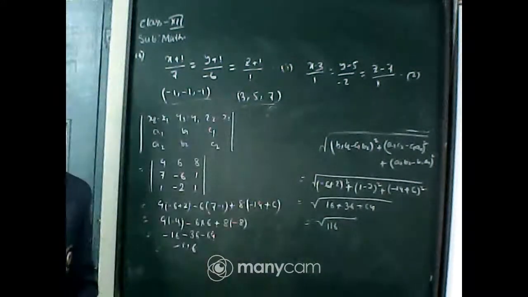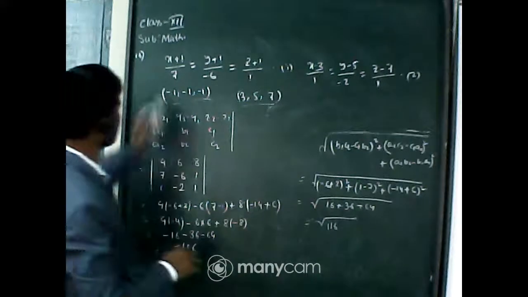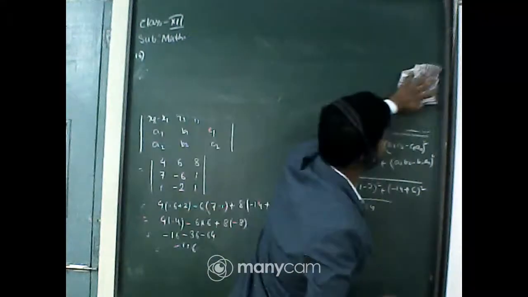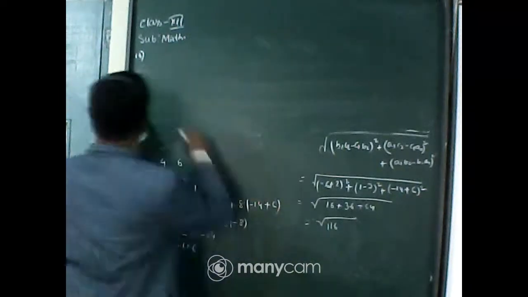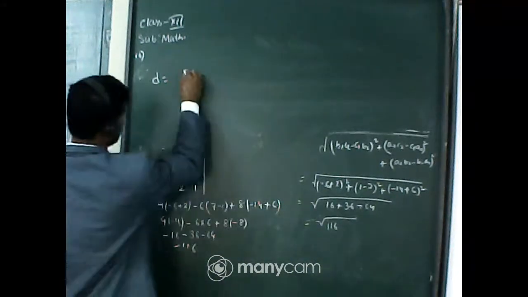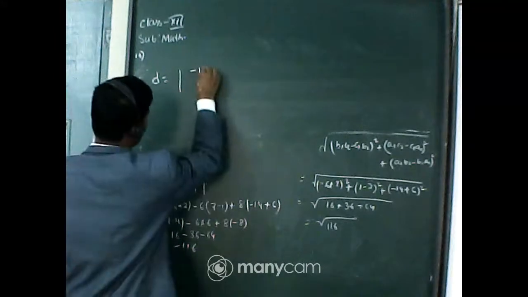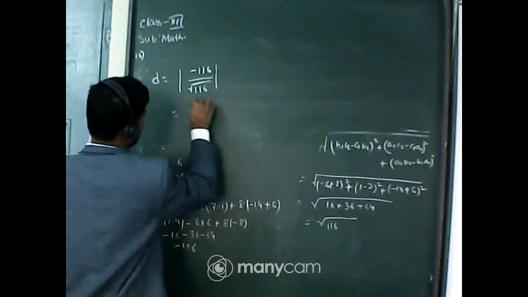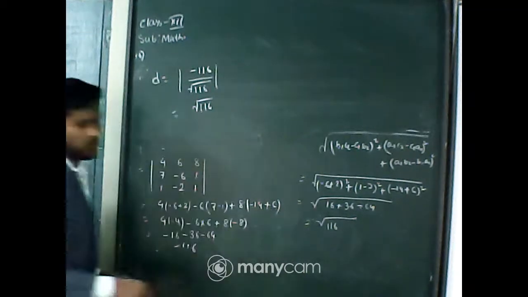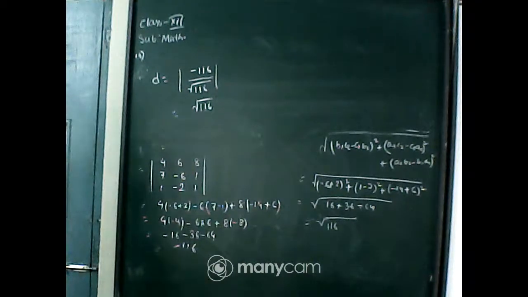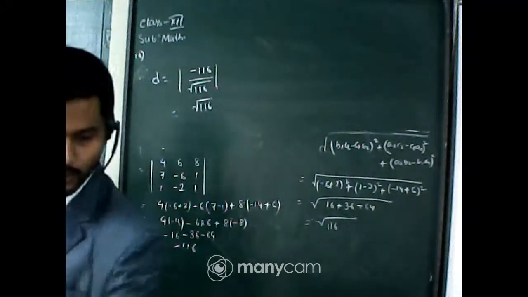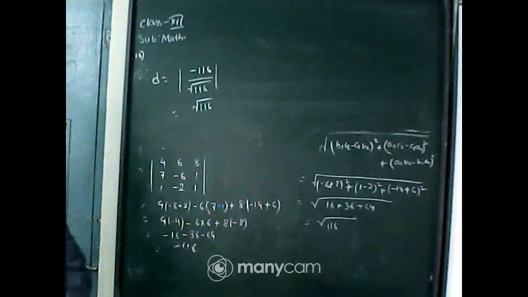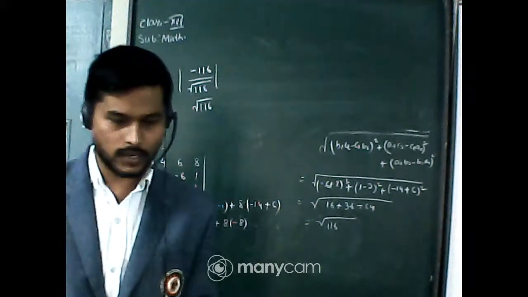Therefore, the shortest distance d between the two lines will be minus 116 by root over 116, that is equal to root 116 units. So this is the shortest distance of these two lines. Now tell me, do you have any problem finding the shortest distance between two lines?